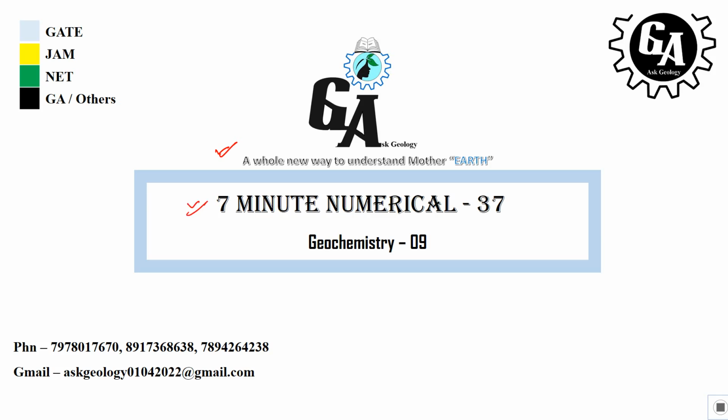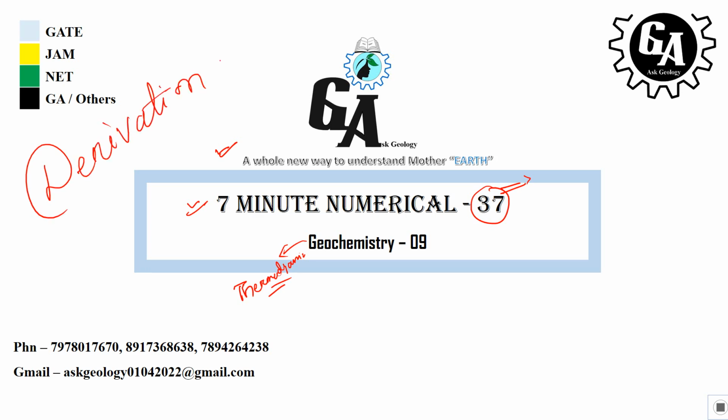So in the last video we saw this question, numerical number 37, which was actually a geochemistry question, not basically geochemistry but a thermodynamics question. We solved that thermodynamic numerical, and in this video we will see the explanation, or the derivation of the formula, so that it will make your visualization more clear. Okay, so let's see.